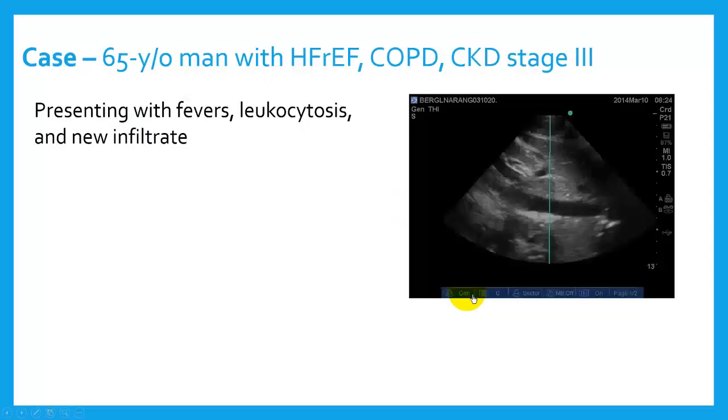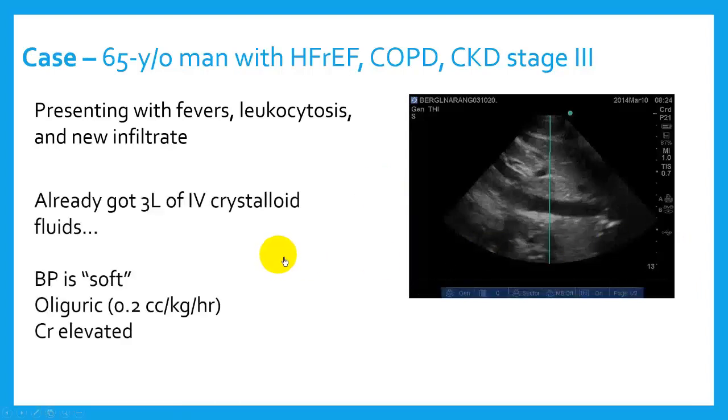So let's start with a case. We have a 65-year-old man with HFrEF, COPD, and CKD stage 3 presenting with fevers, leukocytosis, and a new infiltrate. Now he's already gotten 3 liters of IV crystalloid fluids. His blood pressure is... don't say soft, just say hypotensive. He's hypotensive, he's oliguric, and his creatinine's elevated.